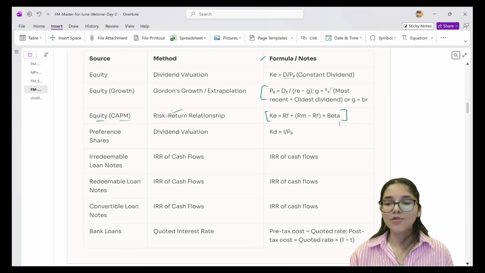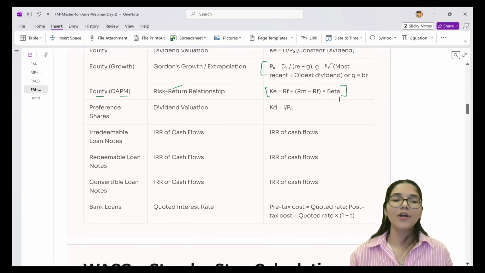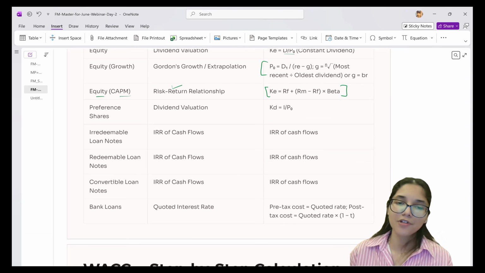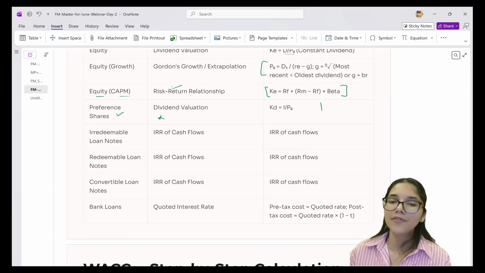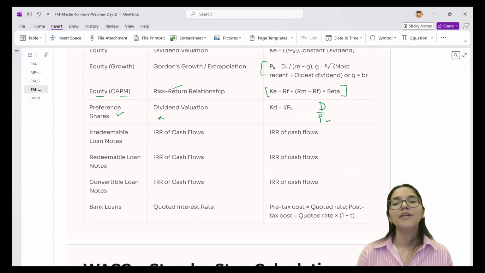Then, guys, another source of finance that the companies have the option of using is the preference shares. Again, we use the dividend valuation model for this. So here it's very simple. Whatever is the dividend that we are paying over the preference shares, you divide that with the price of the preference shares. So the market value that we have, we divide the dividend with that value. So that tells you how much is the worth of the preference shares.